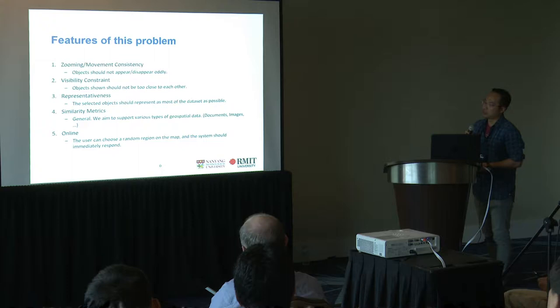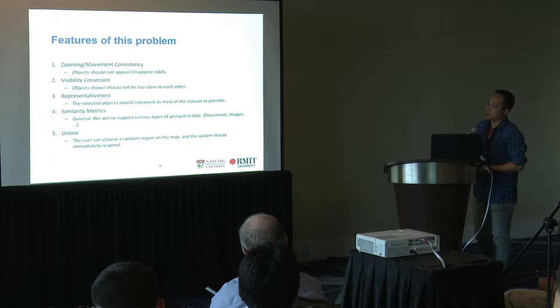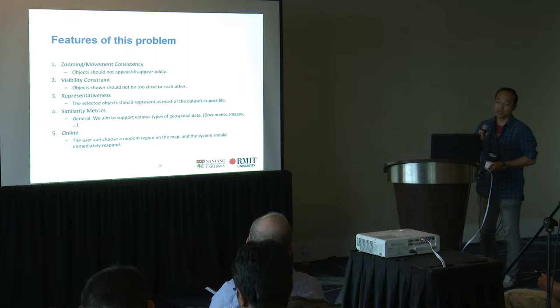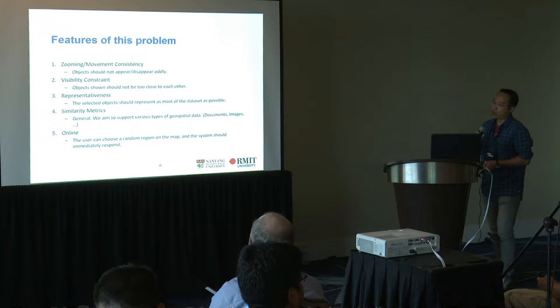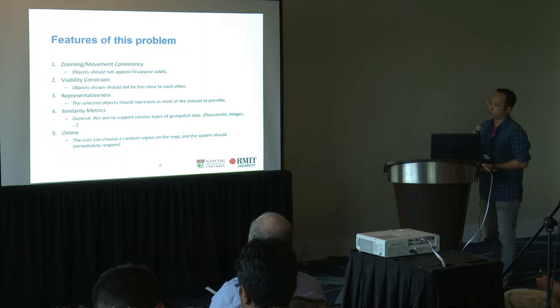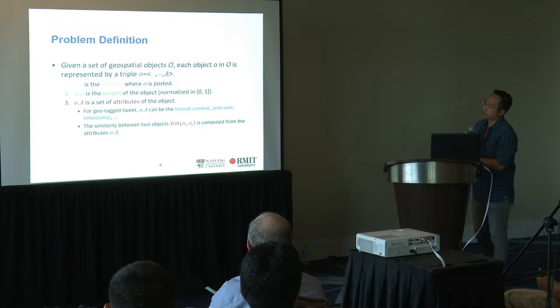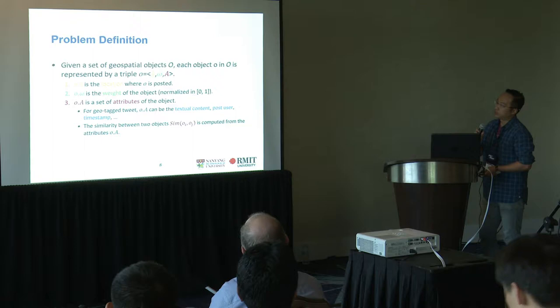And in this work, we also consider various types of geospatial data. It may include documents and images, and in this way we use a very general similarity function, so we can support different types of data. We also want to have a very efficient algorithm, such that the problem is online and the user can get the results immediately. Compared to some existing works, our work is the first to support all the features.